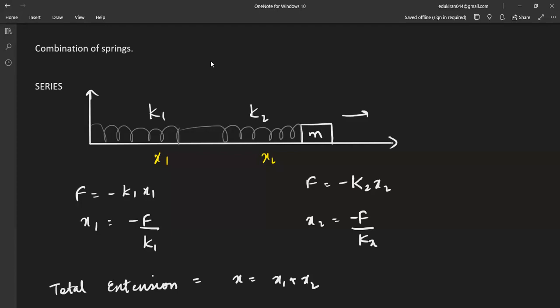Okay, but if it is not written, if nothing is mentioned or some diagrams are very tricky, then it would be difficult for you to identify whether it is in series or not.